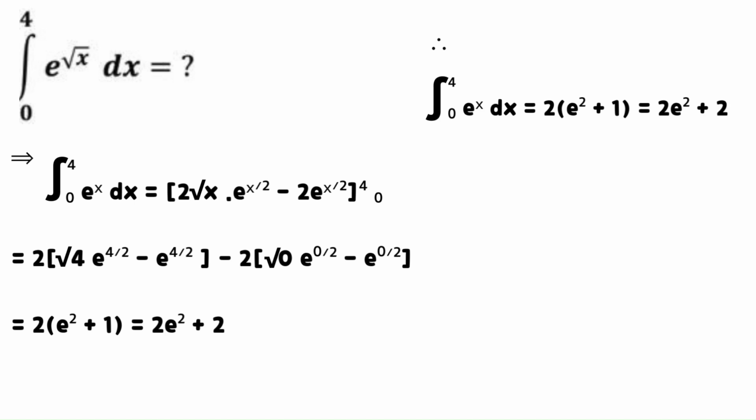Therefore, the integration of e to the exponent of the square root of x, dx from 0 to 4 equals the sum of 2 times e to the power of 2 and 2.